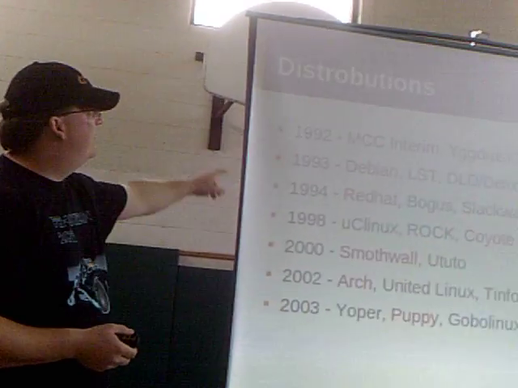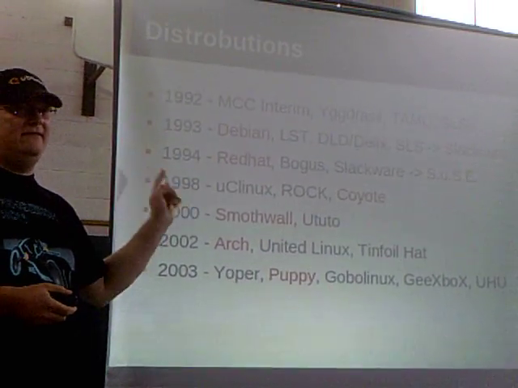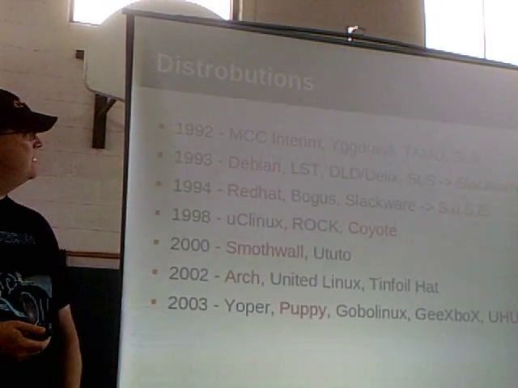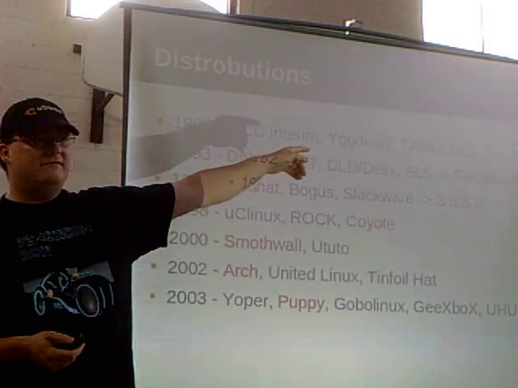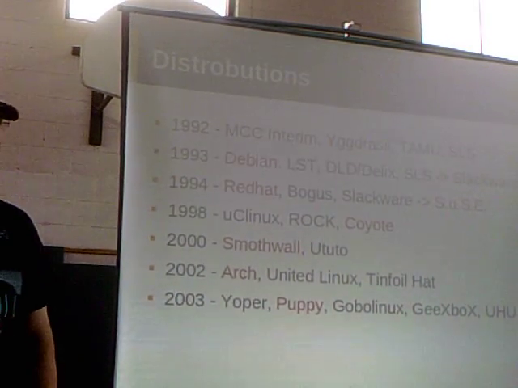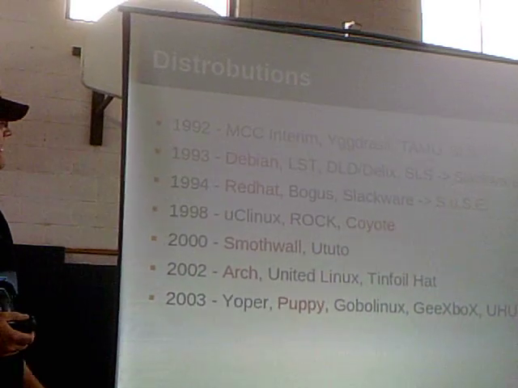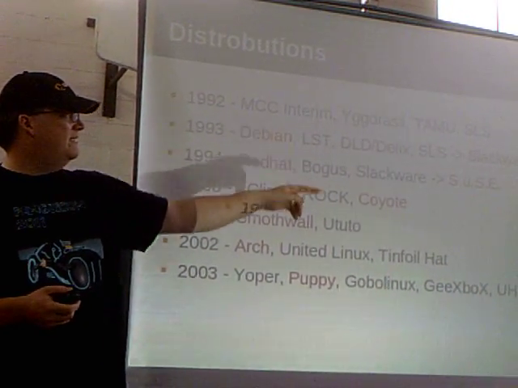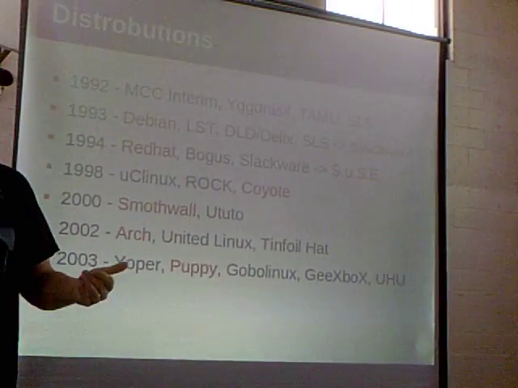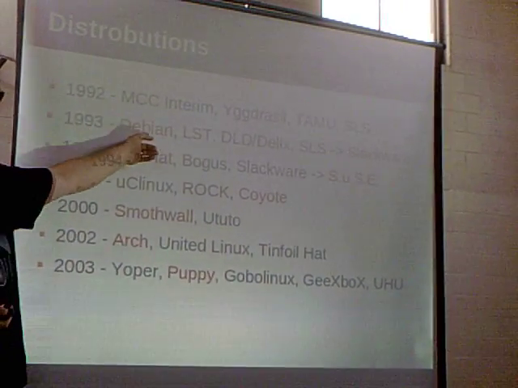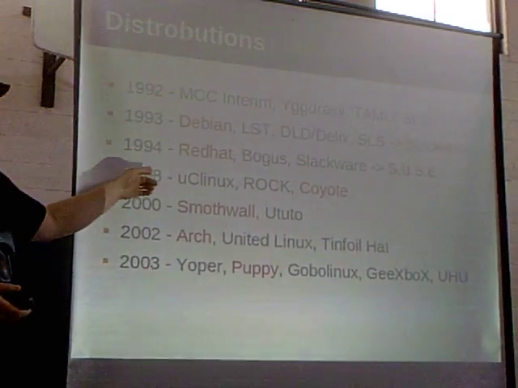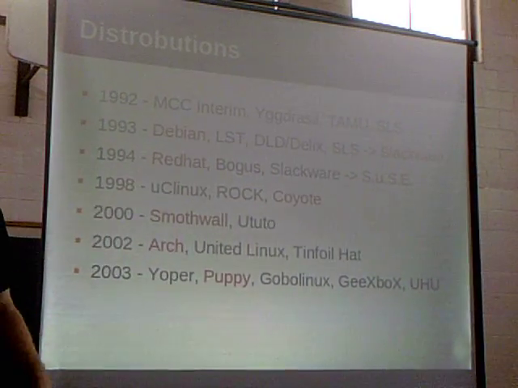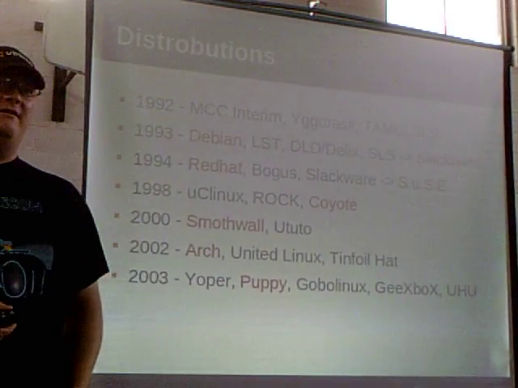So here's the distribution. This is just a real light example of the different distributions and when they came out. The first couple are not even around anymore. The only one out of these first ones in '92 is SLS, and that transformed into Slackware. Slackware is still around. Debian started in '93. '94 is when Red Hat came out, and then SUSE was a branch off of Slackware.